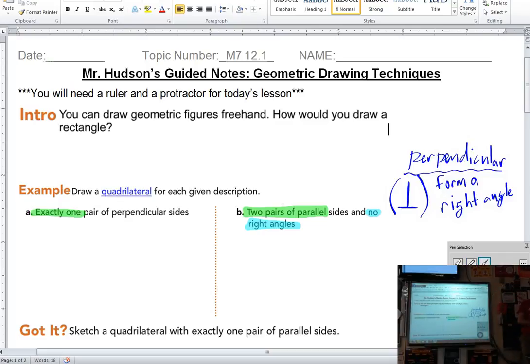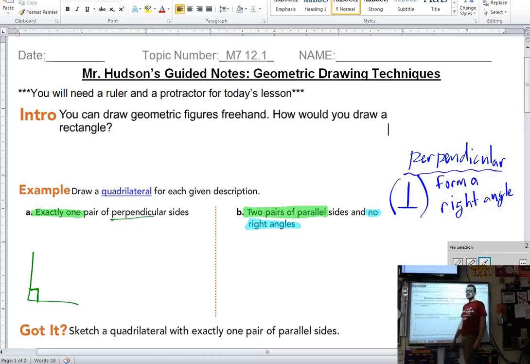Now, does this tell me anything about side length? Anywhere does it give me inches or centimeters or millimeters or anything? Nope. Does it tell me anything about angle size? Kind of, right? Because if one pair has to be perpendicular, that means I've got one angle that'll measure 90 degrees. Either use your protractor, or if you're good at drawing freehand, you should have a 90-degree angle.